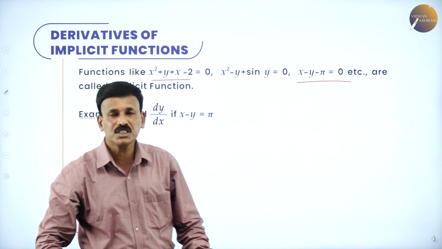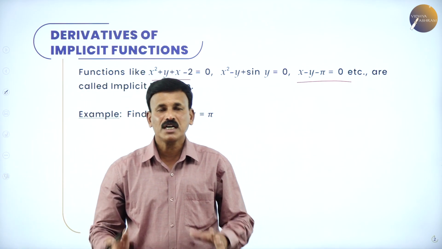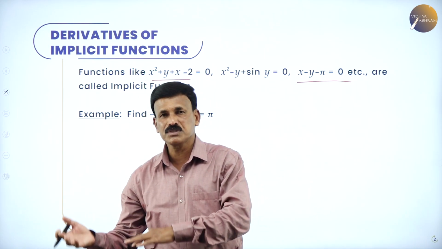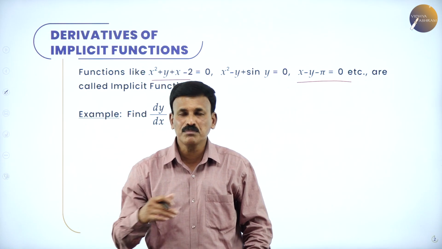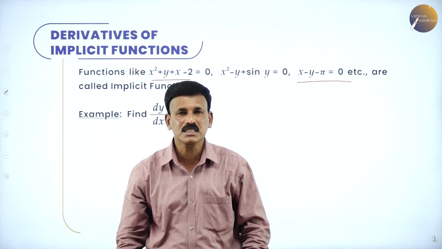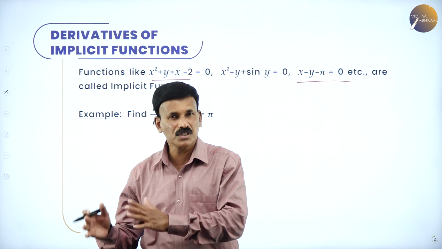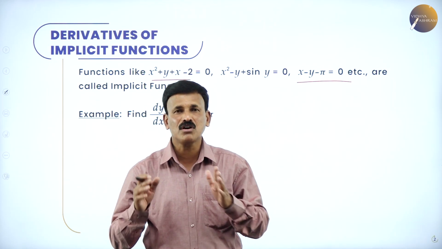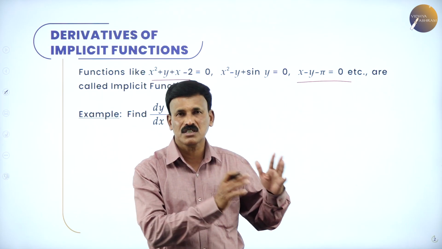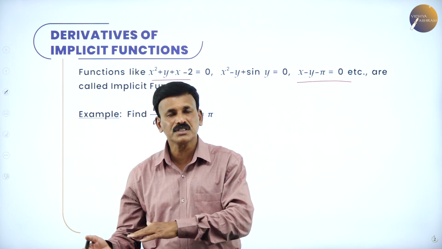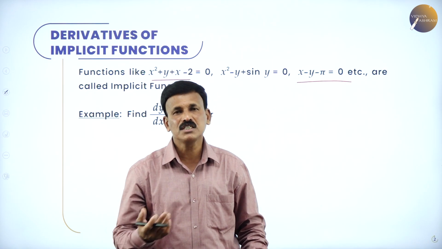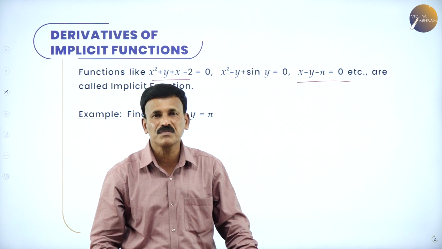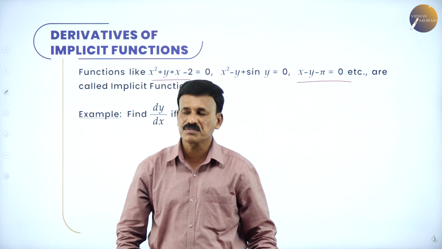Just differentiate with respect to x on both sides, bring the terms which contain dy by dx on one side and the remaining terms on the other side, and divide. You will get dy by dx. That's all. So differentiating with respect to x on both sides, collect all the coefficients of dy by dx on one side and the remaining terms on the other side. If you divide, then you will get dy by dx as the required solution. Such a type of differentiation is called implicit differentiation.